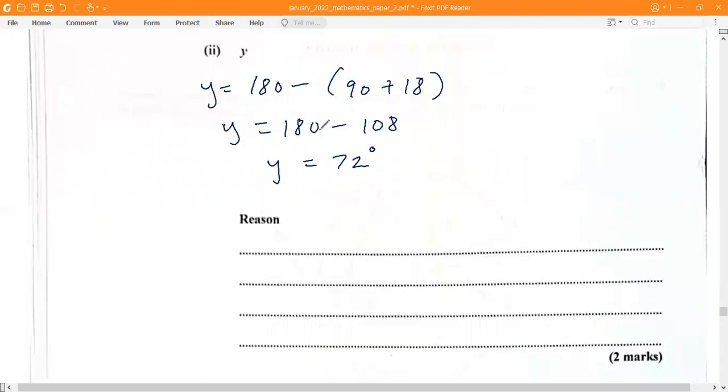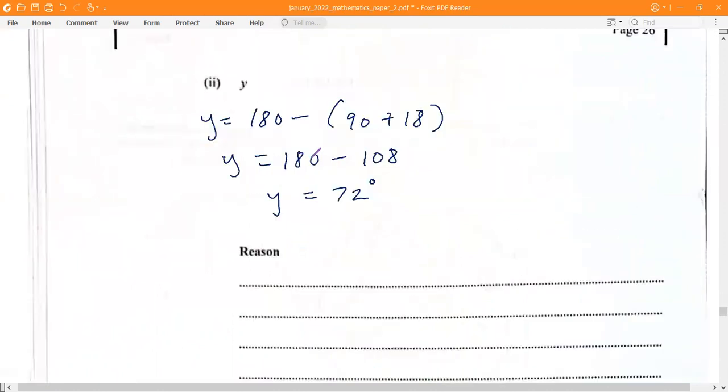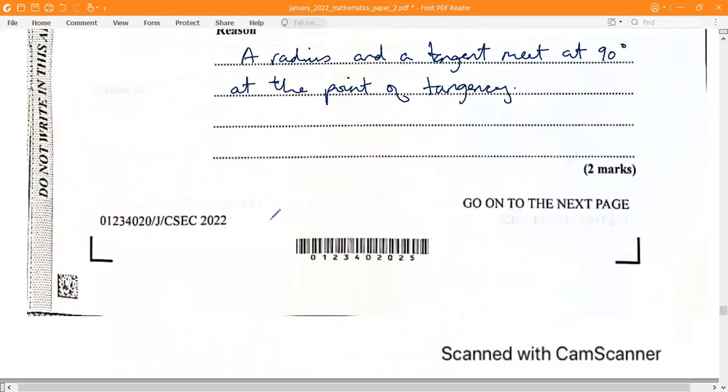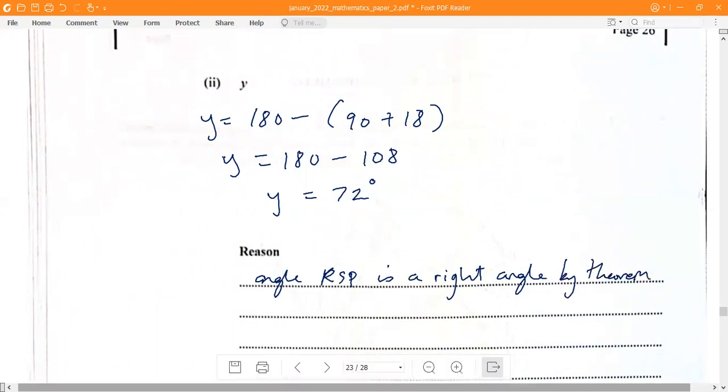So the reason is that angle RSP is a right angle by theorem, because an angle in a semicircle is 90 degrees. The angle in a semicircle is 90 degrees.